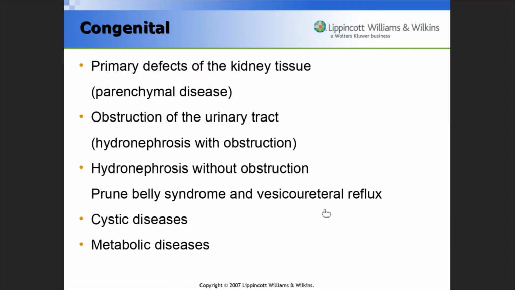Or you can have vesicoureteral reflux. And what this is, is that the ureter typically inserts into the urinary bladder near the base of the urinary bladder. And so the wall of the urinary bladder itself prevents urine from backflow into the ureter. But in some cases, you have a defective insertion. Therefore, you can have a backup of the urine.